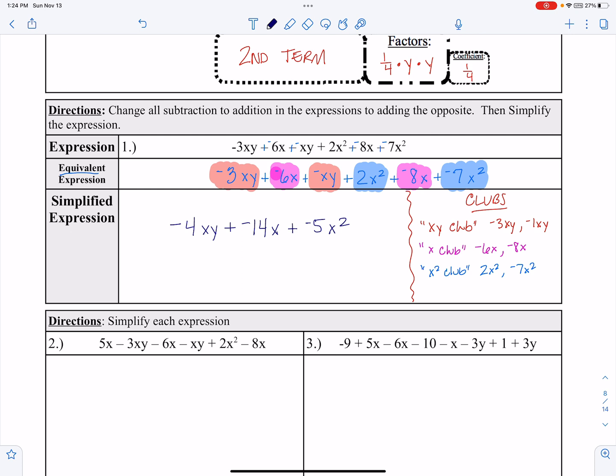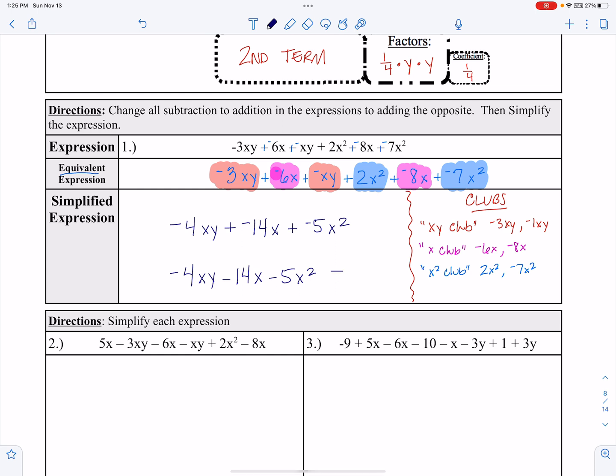Typically, yes, we want to have KFC to solve things and do work. However, when we write our final answer, it's not as pretty because it has the two operations next to each other, which makes it look a little bit trickier. So this is the prettier version of what you would write. So go ahead and write this too. We would just change it, KFC it back, and end up with negative 4xy minus 14x minus 5x squared.